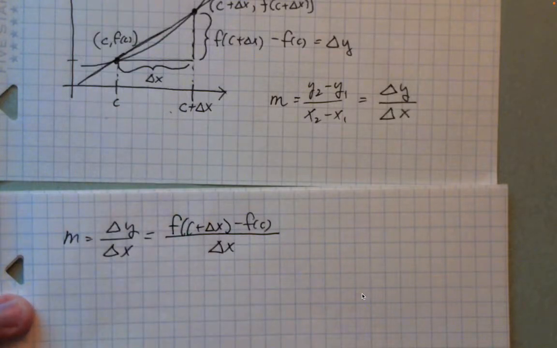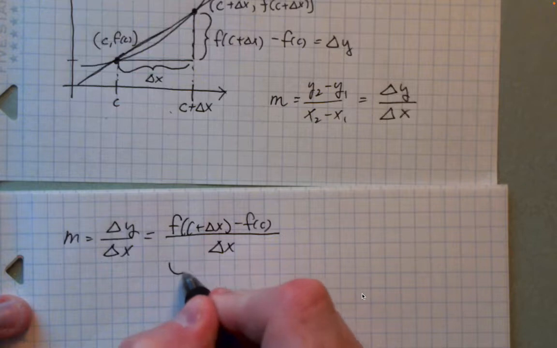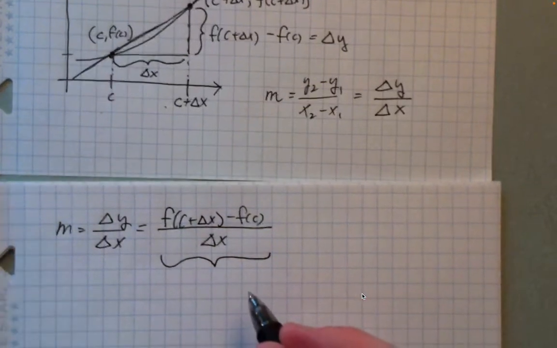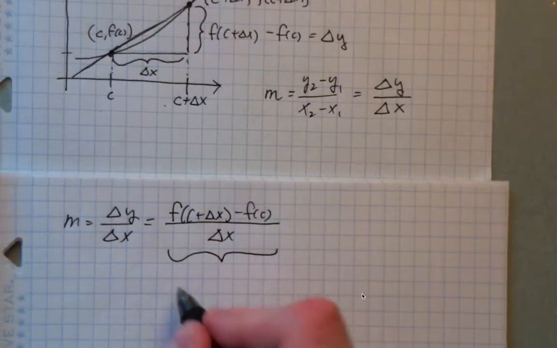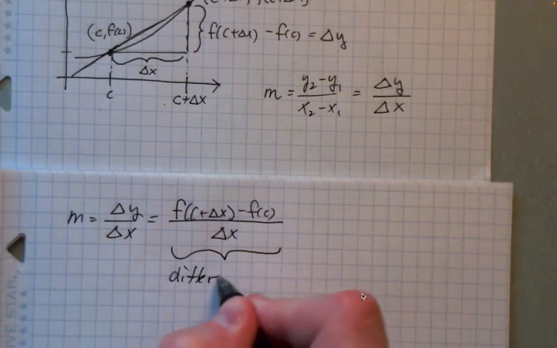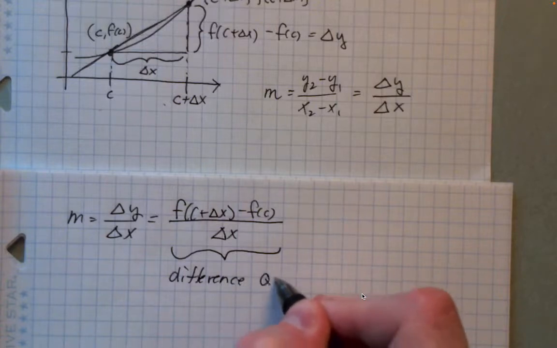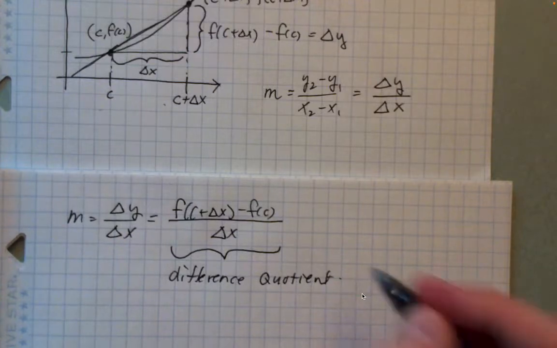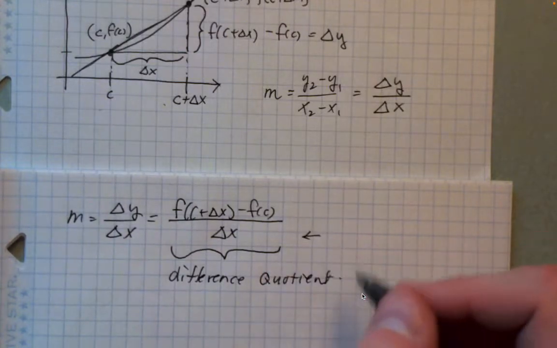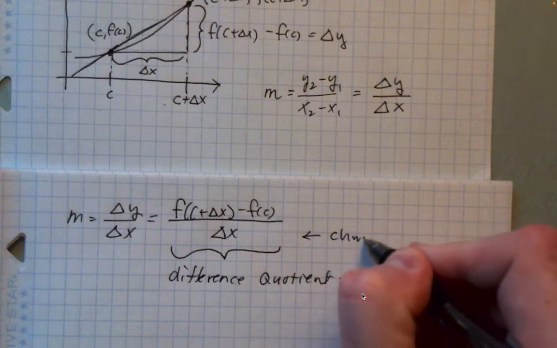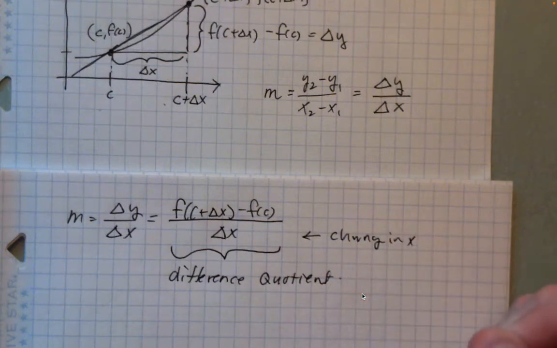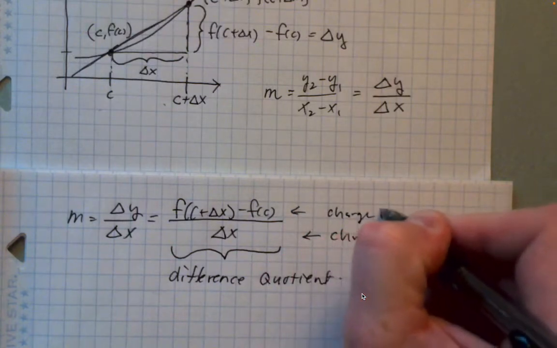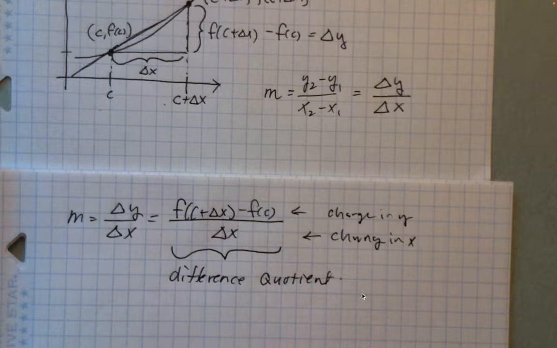Now, this guy right here, you may recall from pre-calculus, you probably saw this, possibly even in algebra, maybe like algebra 2 or something. This is what's called the difference quotient. The denominator specifically is the change in x, and the numerator is the change in y.